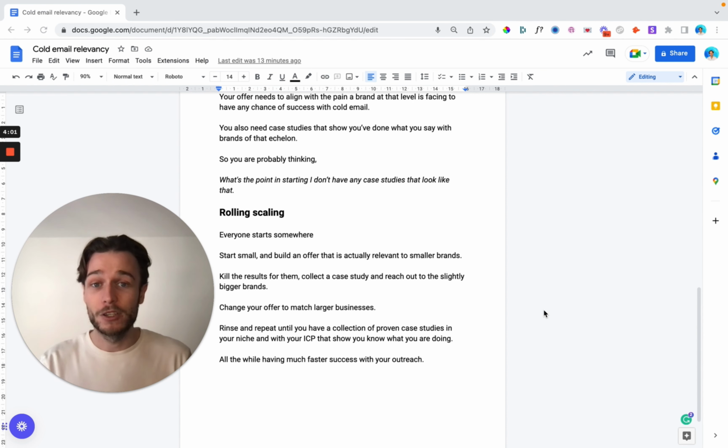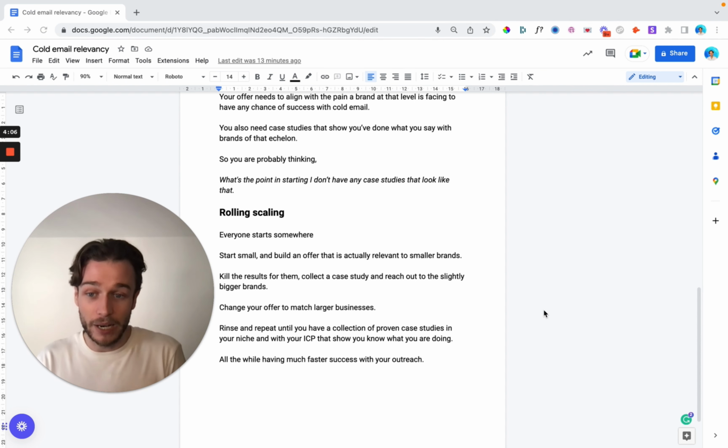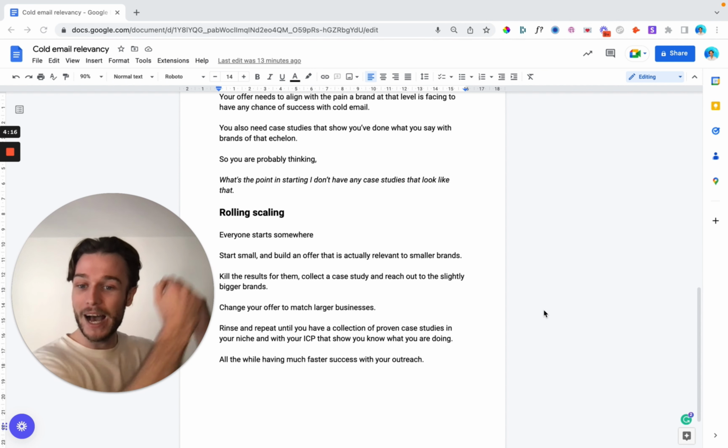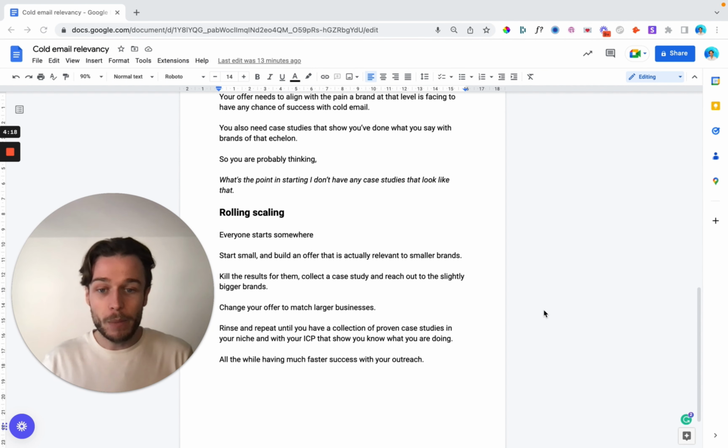Everyone starts somewhere. And it's likely that when you're starting, you need to reach out to smaller brands that are less established, that are much more likely to work with you or give you a chance because they're not able to work with agencies that are working with higher echelon brands. So you need to build out an offer that's actually relevant to these smaller brands. If they're doing under 100K a month, it's likely that they would like an increase in return on ad spend because they're probably not running their Facebook ads in an efficient and successful way. So build out your offer and reach out to brands that are doing under 100K.